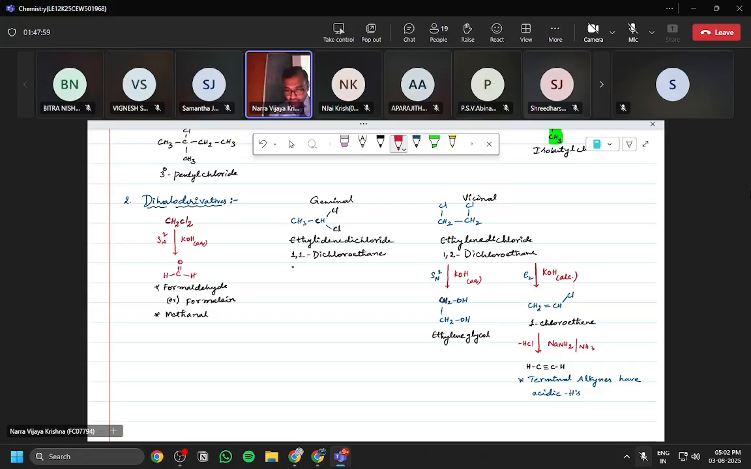If I use aqueous KOH here, what will I get? If you have two OH groups on the same carbon, H2O is eliminated. If H2O is eliminated, CH3CHO. Right? What we got?